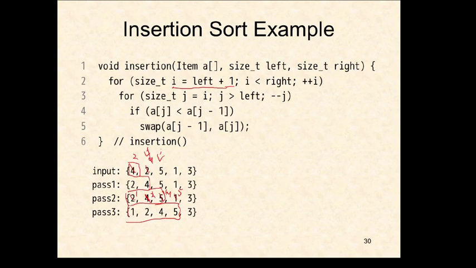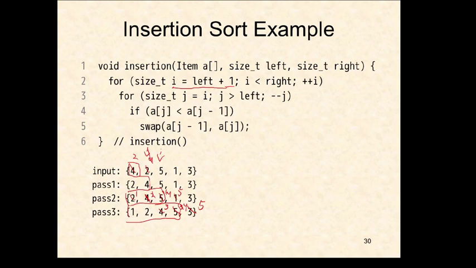So we start going left. We compare 3 and 5. We swap 3 and 5. Compare 3 and 4 and swap them. And if you look at the code, it keeps going. It looks at 3 and 2. It doesn't do a swap. Then it looks at 2 and 1 and doesn't do a swap.